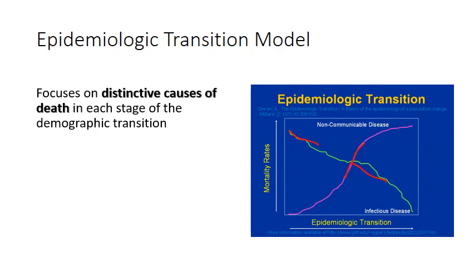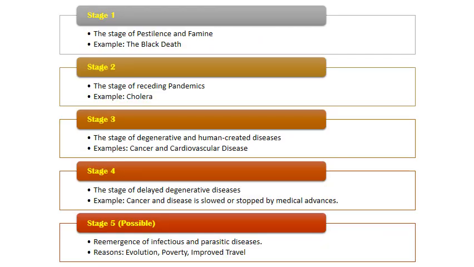Basically, before stage 3, life expectancy was too low for aging diseases like heart disease and cancer to be significant causes of death. And here we see the various diseases that go with each of the 5 stages.